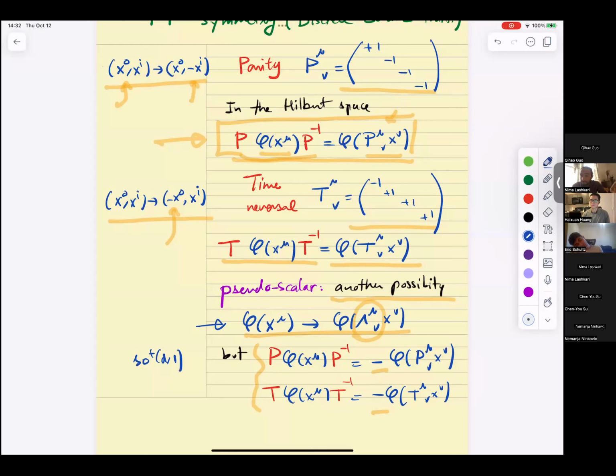Pseudoscalars appear in physics, and they're important. Is this distinction clear? Are there any questions about what a pseudoscalar is? So this was just an opportunity to define a pseudoscalar. That's what I wanted to do. Any questions? Okay.